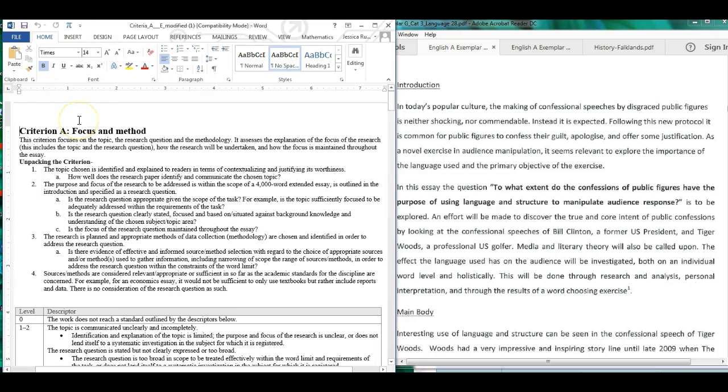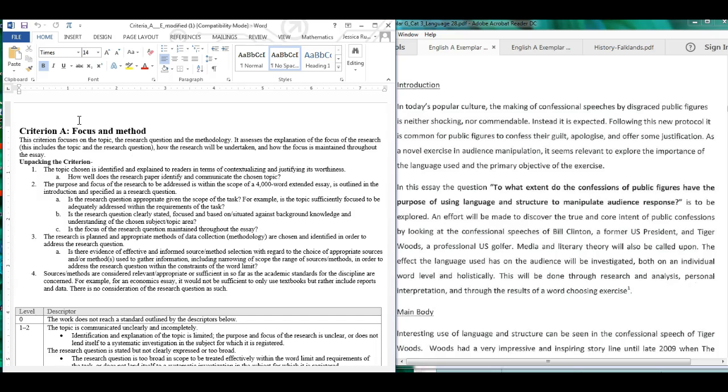So criterion A is strictly on focus and method. Okay, so one, we need to know what that is. This criterion focuses on the topic, the research question, and the methodology. It assesses the explanation of the focus of the research. This includes the topic and the RQ, how the research will be undertaken, and how the focus is maintained throughout the essay. So in this document right here, unpacking the criterion, what does all of that mean?